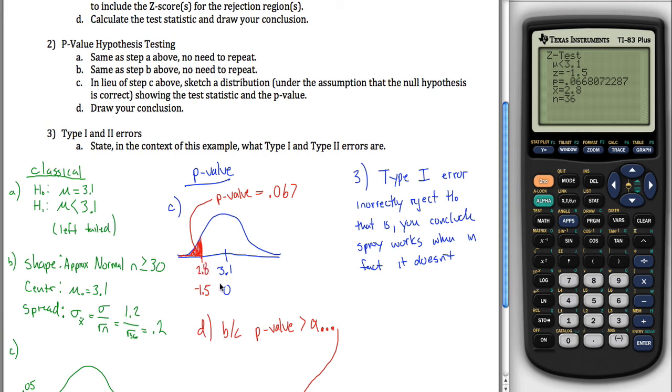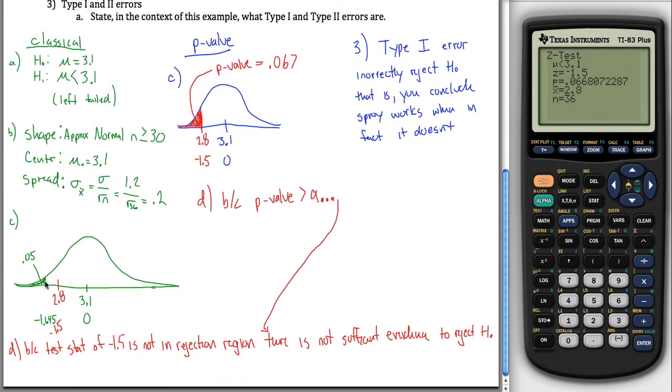Kind of the idea here is that if it doesn't work at all, we'd expect 3.1 turnovers per game. Could we get less than whatever this value of turnovers is right here? Sure, you could. I mean, you could have the spray not working at all and just by dumb luck end up way out here. What's the probability of that happening? Exactly 5%, the area of this rejection region. So the probability of a type 1 error is this 0.05, and it's incorrectly rejecting the null hypothesis, concluding the spray works when in fact it doesn't.